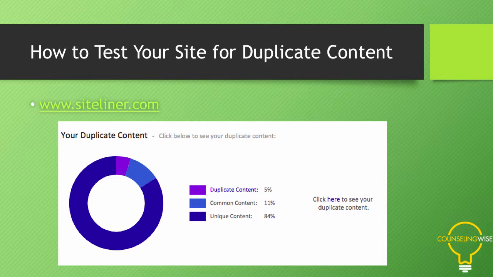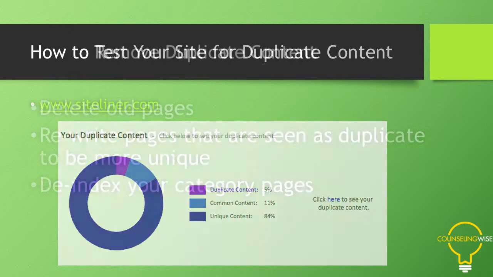So go ahead and check your site, see if you have any duplicate content, and see if that's what's causing your site maybe not to be ranking as high as it possibly could be. This tool also allows you to click to see where the duplicate content lives on your site. You can actually click and see what pages are being viewed as duplicate content, and you can go back and fix those pages.